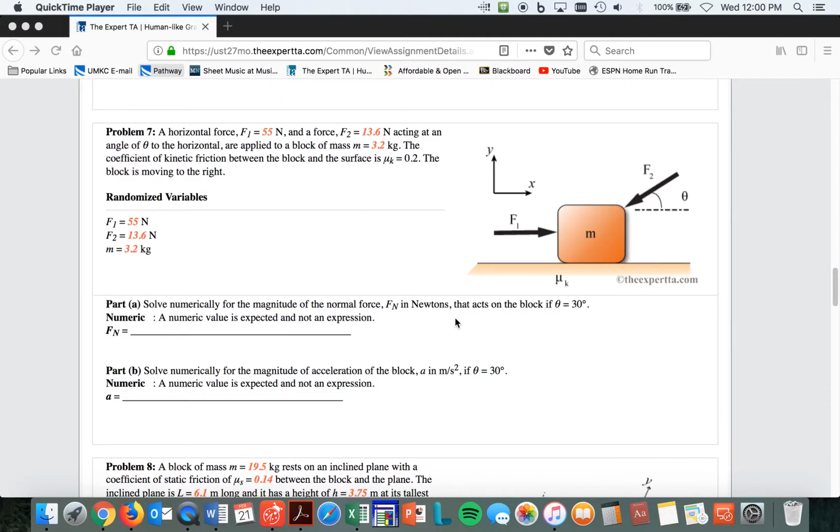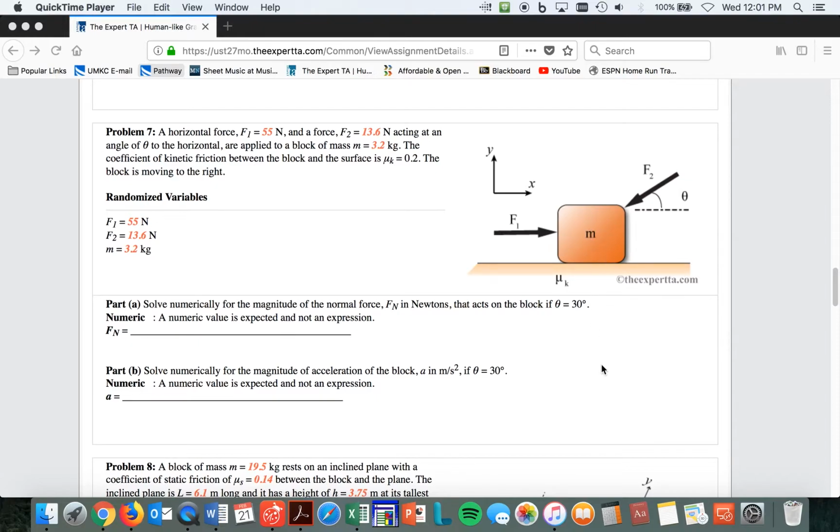Okay, here's the next one that we have. All right, what we have to do is find the normal force. Then when we find the normal force, we can find the frictional force, because there's two forces being shown here. Those are two external forces.